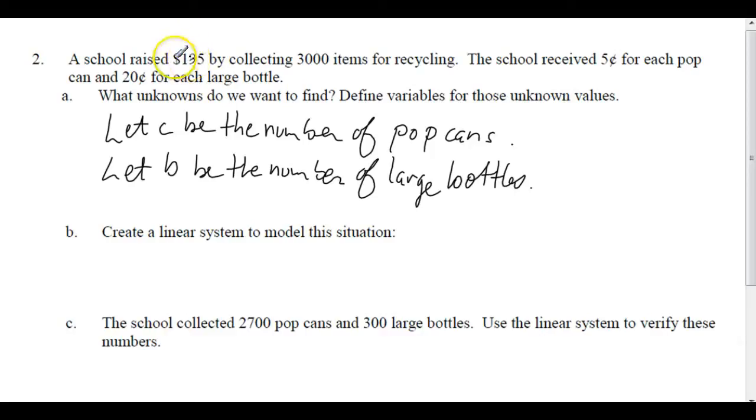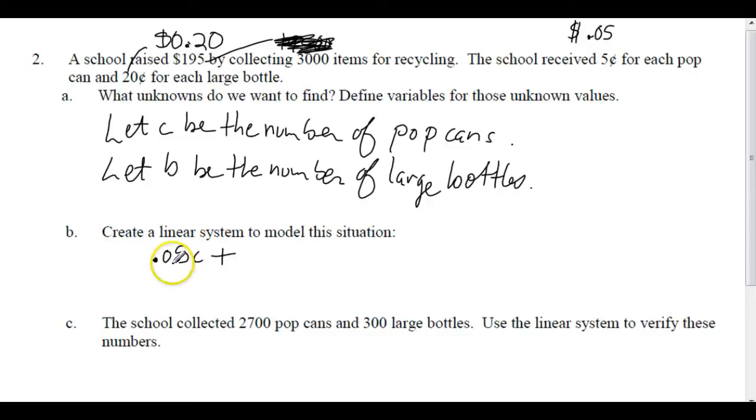The school collected $195. So we've got dollars and cents. So what we want to do is we're going to change 5 cents into 0.05 dollars. And we're going to change 20 cents into 0.20 dollars. This way we're working in the same units, right? It's either that or we change $195 into 19,500 cents, which makes no sense. Well, makes too many cents, so we'll stick with dollars. Okay, we know that each pop can is worth 5 cents, so 0.05 times C is the number of dollars that were collected for pop cans.